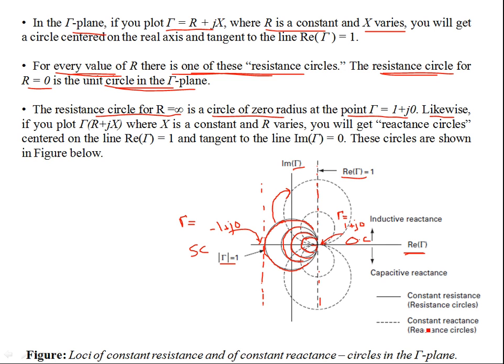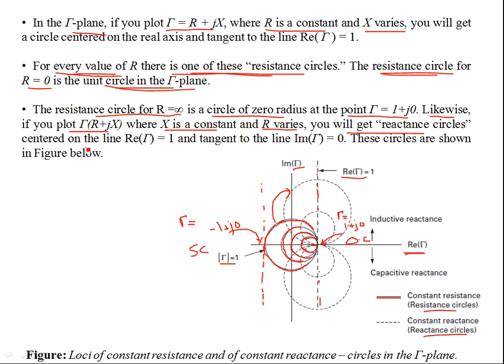So these solid lines are your constant resistance circles. You can have the reactance circle as well. What you would do is the other way around. Instead of plotting constant R, R is varying, and you take X as a constant. Likewise, if you plot gamma for R plus jX on the gamma plane, real and imaginary parts, you will get reactance circles.